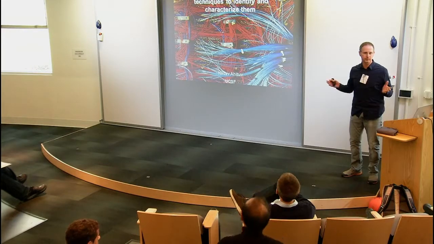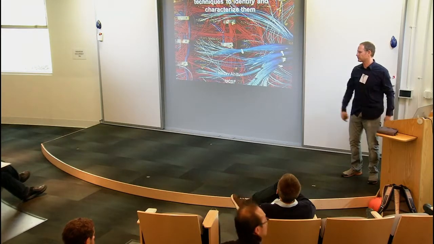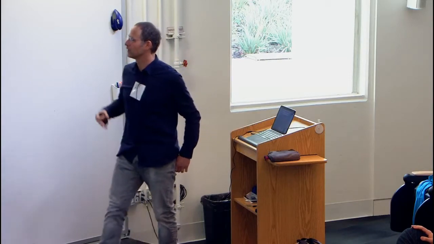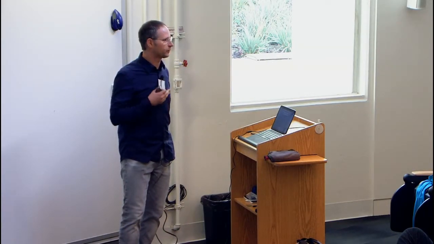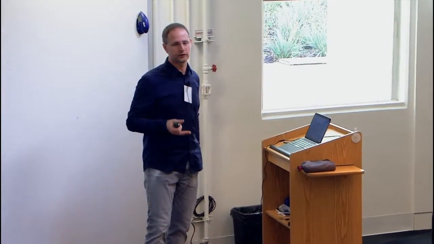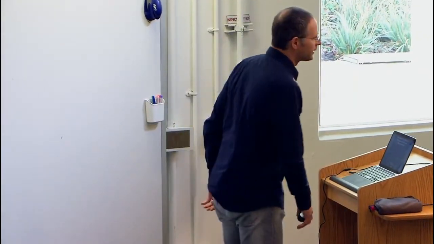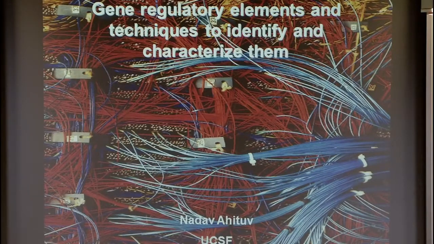And I'll keep this really, really basic at the request of Ron and Shamir. So basically what I'm going to cover is what are regulatory elements, how we look for them, functional assays for them, and biochemical assays for them. And in the end I'll finish with one example from our lab. But as Ron requested, I'll keep it very general.